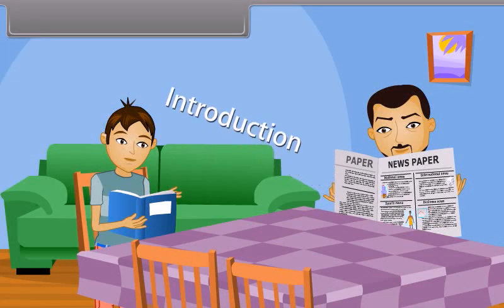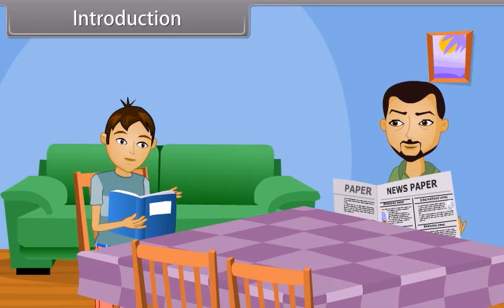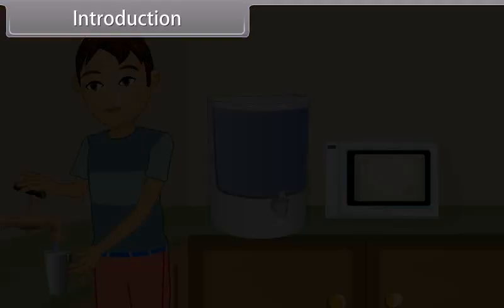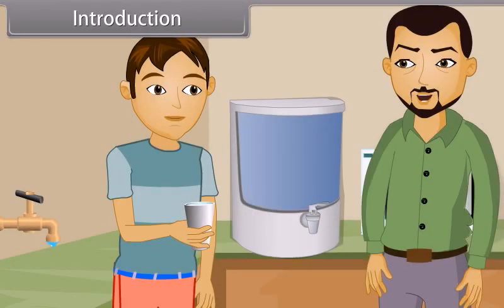Introduction. What are you doing, son? Father, I'm just reading my favorite comic. Ajay, don't use tap water for drinking purpose. It may be contaminated. Always use RO purifier's water for drinking purpose. Okay, Father.